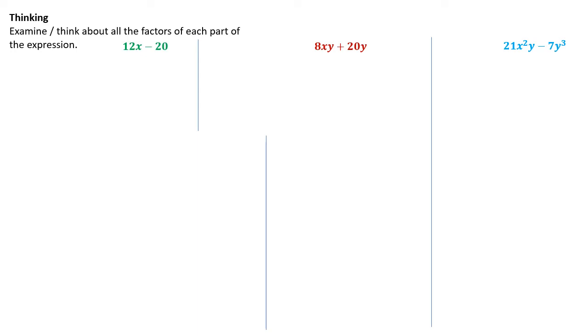So the first one I'm going to look at is factorising 12x minus 20. And we're going to go right back to the beginning of how we factorise something. And I'm actually going to look at the prime factors of 12 and of 20, just to inform our planning.